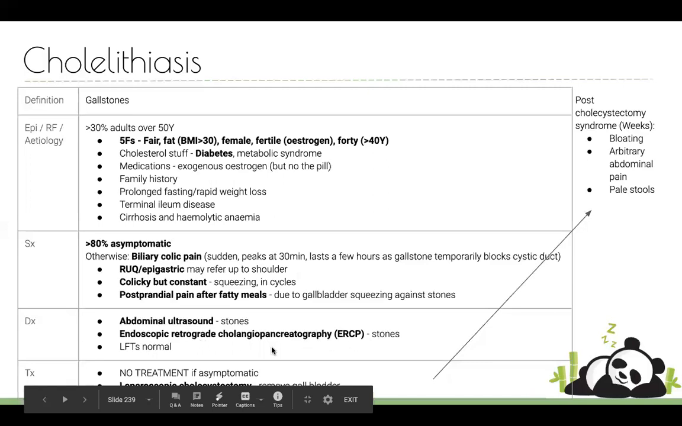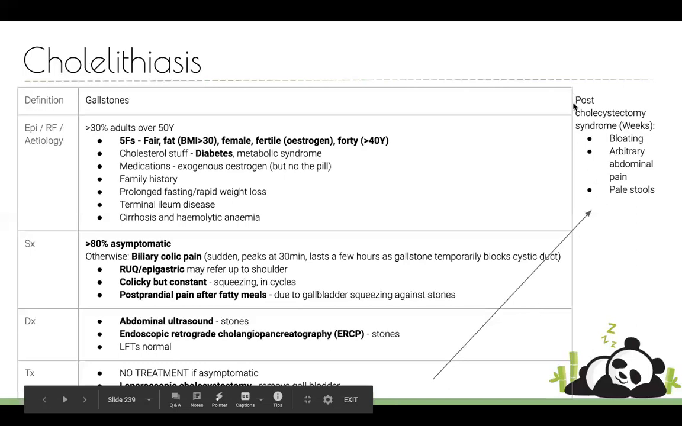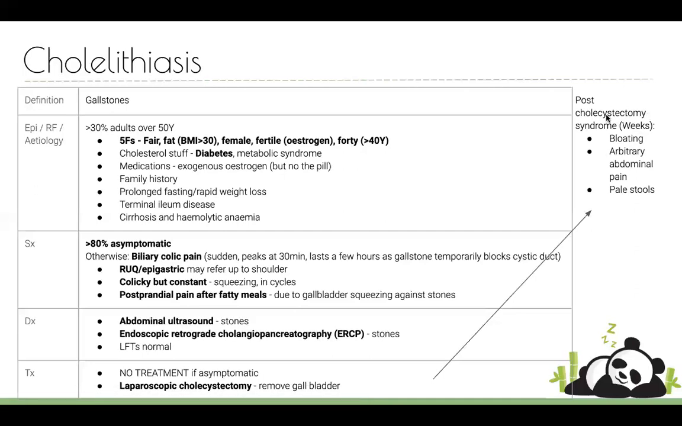You don't treat it if it's asymptomatic because it doesn't cause anything. But if it is symptomatic, you just cut it out because you don't need it. And in terms of cutting it out, you can get post-cholecystectomy syndrome. So again, cholecystectomy: cyst is like your gallbladder, so gallbladder's coming out. And so they might get weeks of bloating, abdominal pain, pale stools, but then your body adjusts and it's fine.